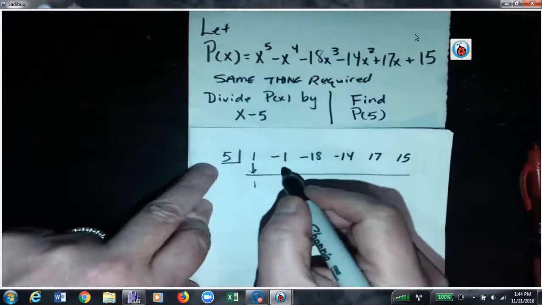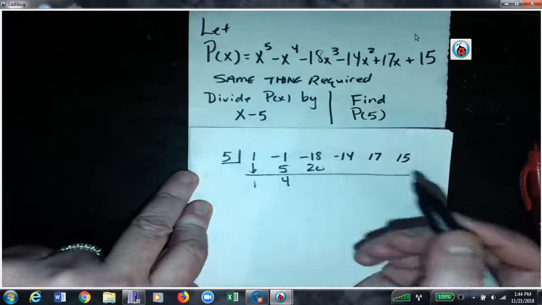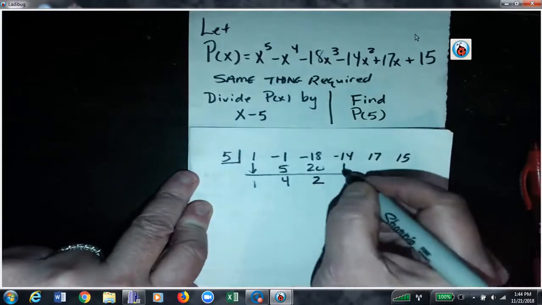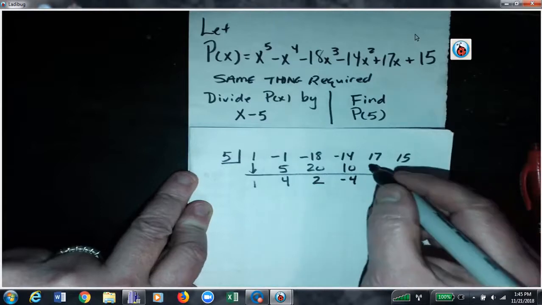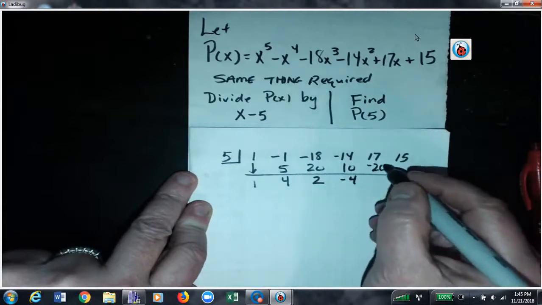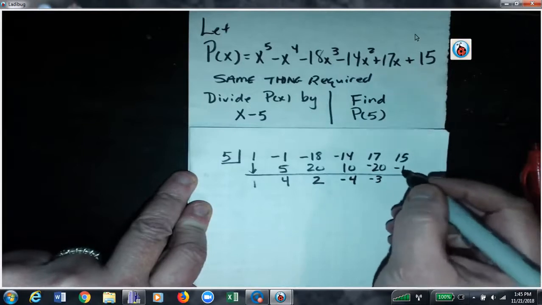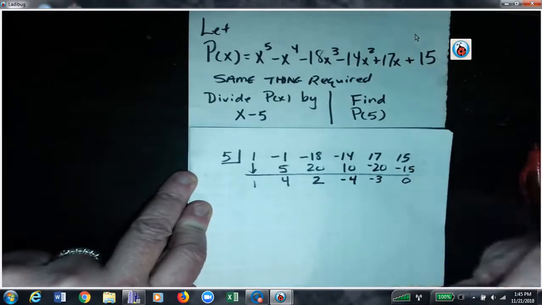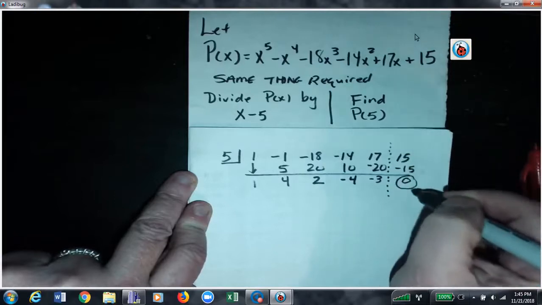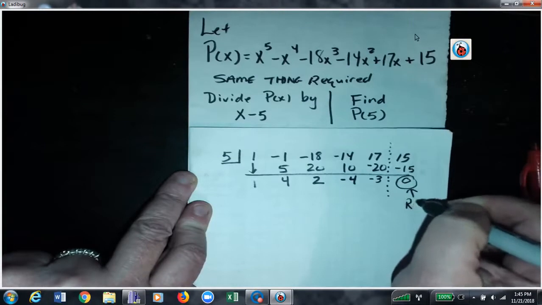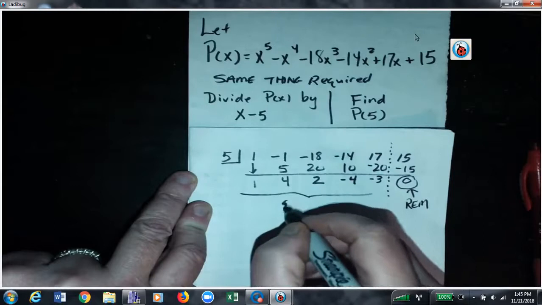So I get it started. 1 times 5 is 5, and then I add. 4 times 5 is 20, and then we add. 2 times 5 is 10, and then we add. Negative 4 times 5 is negative 20, and then we add. And negative 3 times 5 is negative 15. I am now done. That is my remainder. And this is the quotient.